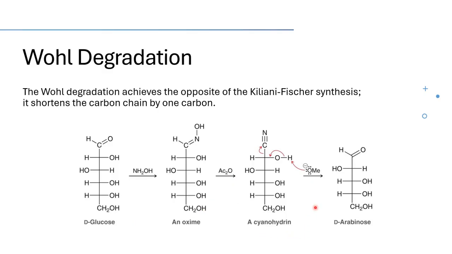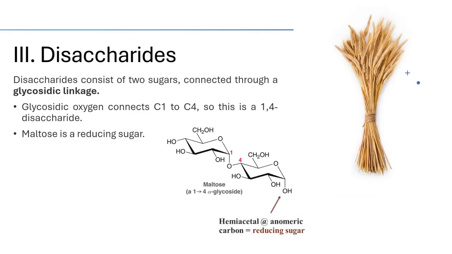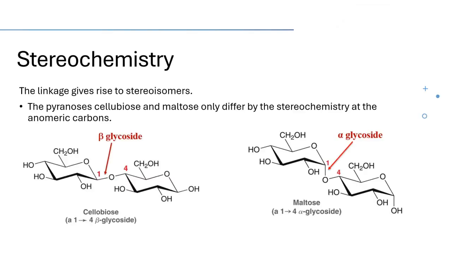3. Disaccharides. Disaccharides consist of 2 sugars connected through a glycosidic linkage. Glycosidic oxygen connects C1 to C4, so this example is called a 1,4-disaccharide. Maltose is a reducing sugar, in this example here. Stereochemistry. The linkage gives rise to stereoisomers. The pyranoses cellobiose and maltose only differ by the stereochemistry at the anomeric carbons. This one is the beta-glycoside, and this one is the alpha-glycoside.